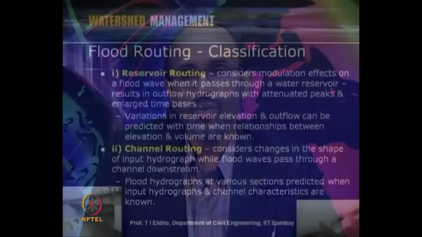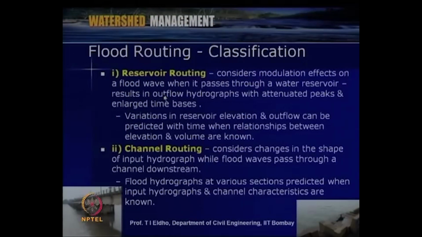So, that is so-called reservoir routing, and as far as channels or rivers or canals are concerned, for the given inflow condition, on the downstream sides we should identify how the outflow, or the discharge, or the flow depth varies. So, that way we can classify the flood routing into reservoir routing and channel routing. As I already mentioned, reservoir routing considers modulation effects on a flood wave when it passes through a water reservoir, resulting in outflow hydrographs with attenuated peaks and enlarged time basis. So, with respect to given inflow conditions, how the flow depth variation takes place with respect to space and time will be identified through reservoir routing.